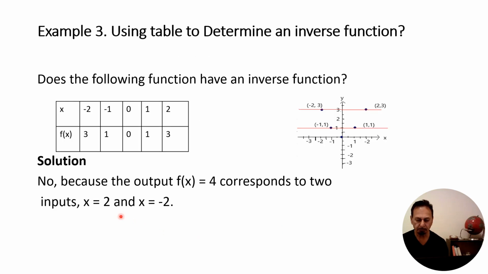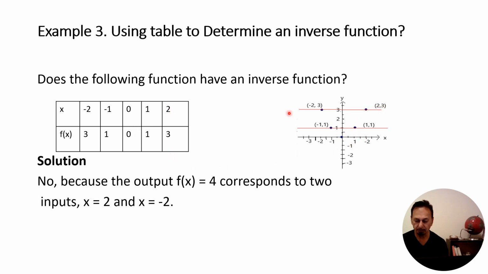So here is example 3. Does the following function have an inverse function? So we can plot this. X is negative 2, y is 3, this point. X is negative 1, y is 1. X is 0, y equals 0, this point. And then x is 1, y is 1. And then x is 2, y is 3.